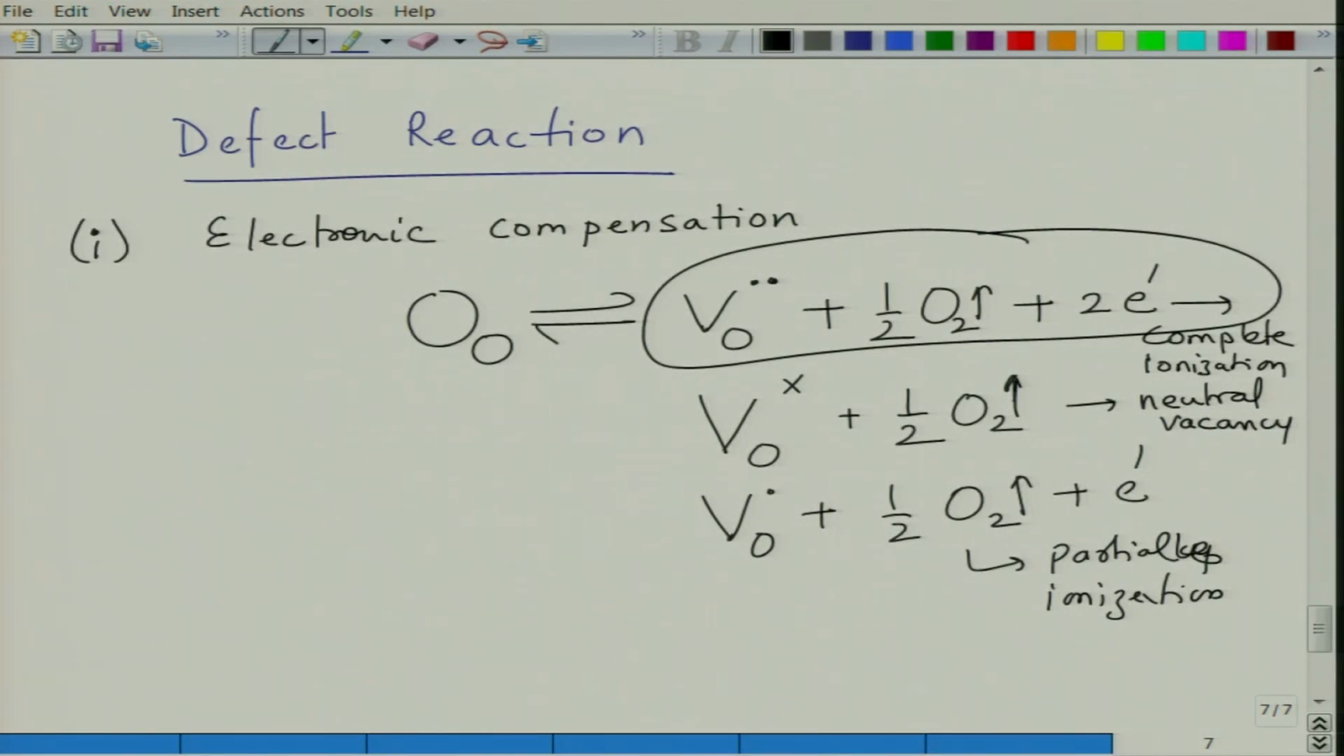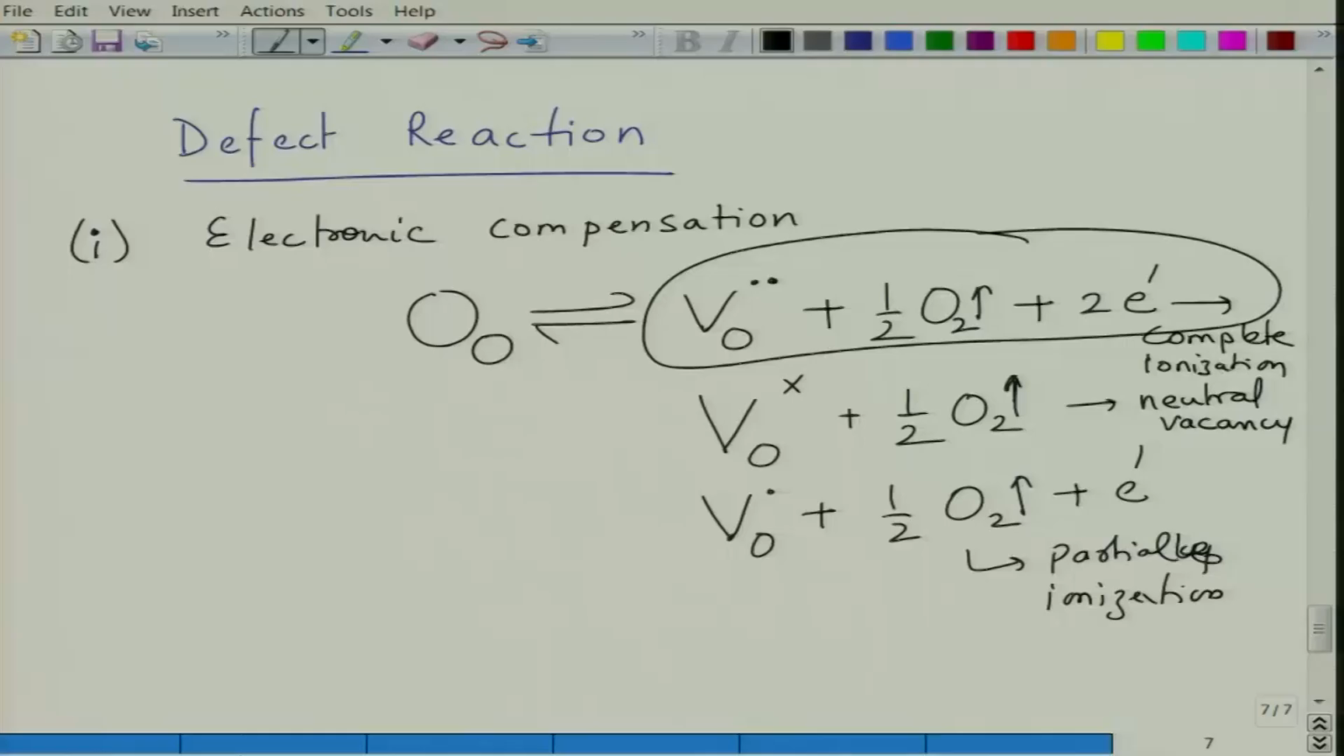So you can see now you have site balance; we have not created any extra site or lost any site. The site of oxygen is now preserved by a vacant site. Mass is preserved; the oxygen which was present at the oxygen site has gone out of the system. So we account for the masses. However, the vacancy which is created is positively charged. As a general rule, metal vacancies are negatively charged and oxygen vacancies are positively charged. Metal interstitials are positively charged and oxygen interstitials are negatively charged.